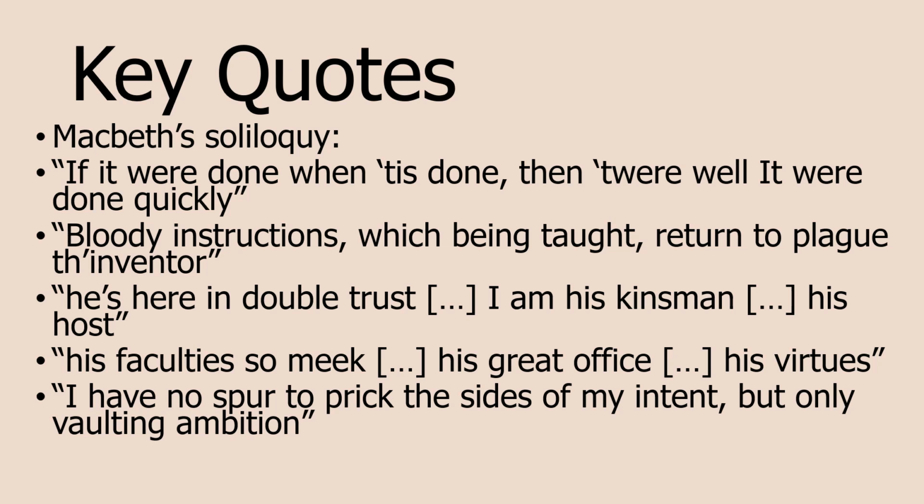In the next quote, Macbeth is complimenting King Duncan's ruling ability. His faculties are meek, he has a good personality, his great office, he's very good at ruling, his government is good, his virtues, his morality. Why would you kill someone who is doing such great work for your country? And finally, I have no spur to prick the side of my intent, but only vaulting ambition. This is a great quote if you are going to talk about the theme of ambition in a GCSE answer.